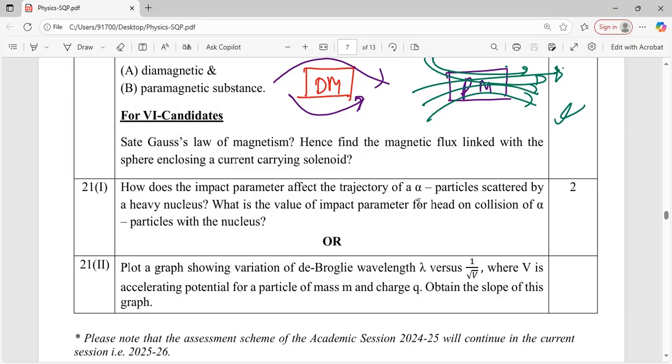So today we solve the rest of the questions in the specimen paper of CBSE board class 12, session 2025-26. Here we solve question number 21 part A. How does the impact parameter affect the trajectory of an alpha particle scattered by a heavy nucleus? What is the value of the impact parameter for a head-on collision of an alpha particle with the nucleus?